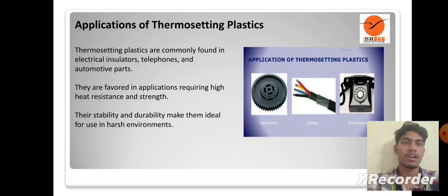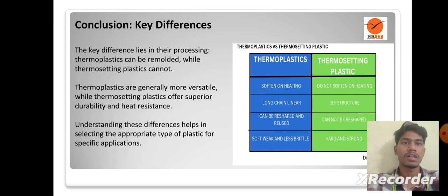Applications of thermosetting plastics. Thermosetting plastics are commonly found in electrical insulators, telephones, and automotive parts. They are favored in applications requiring high heat resistance and strength. Their stability and durability make them ideal for use in harsh environments. Moving to next slide.